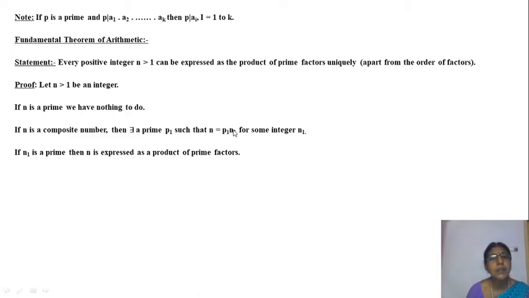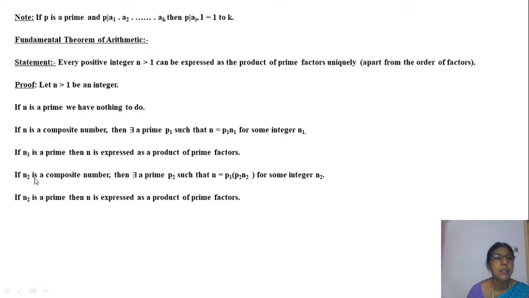Now you assume, n is a composite number, then n can be expressed as a product of 2 numbers, p1 into n1. p1 is prime, no doubt, n1 is any other number. Now 2 cases arise: n1 may be prime or n1 may be composite. If n1 is prime, here p1 is also prime, n1 is prime, then n is a product of 2 primes. We stop the process here. If n1 is a prime, then n is expressed as a product of prime factors. Finish. Suppose n1 is composite, then what happens?